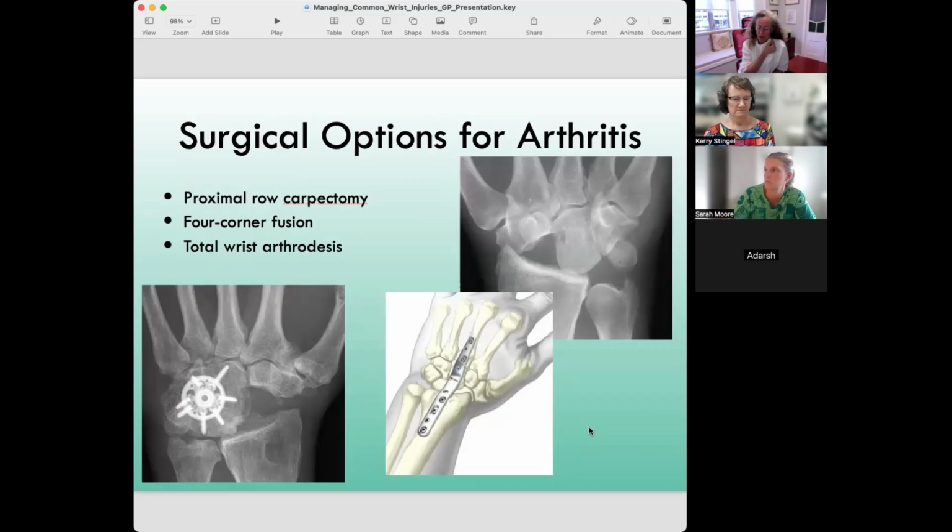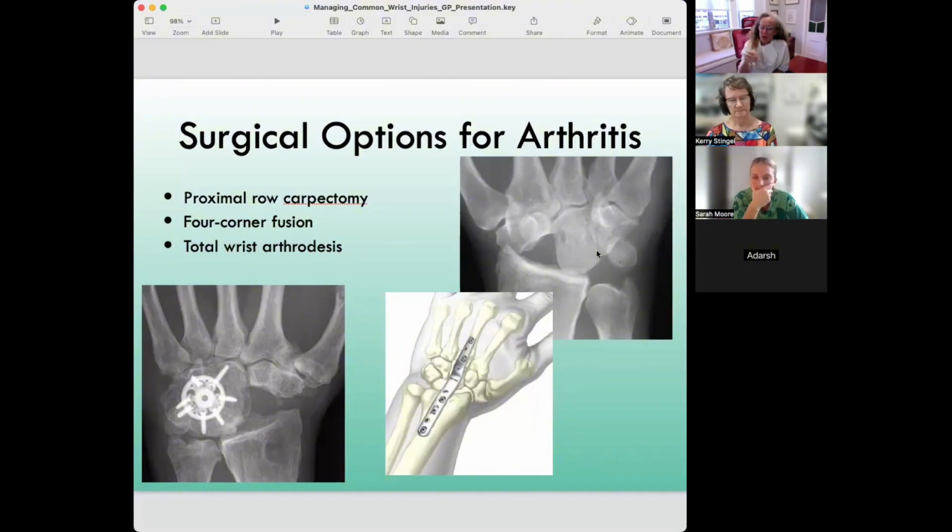What do I think about arthritis? The short answer is we have two main primary procedures, which we call partial procedures, and then we have one main final procedure. Proximal row carpectomy is in the top right hand corner. You can see the proximal row, we talked about that at the very beginning of the talk with the two rows of the carpus. The proximal row, scaphoid, lunate, and triquetral, are removed. They are completely removed and the joint articulates on that capitate.